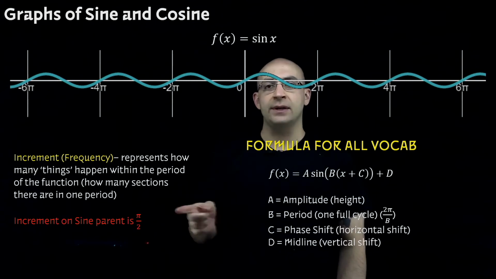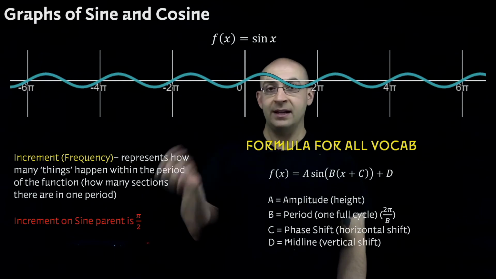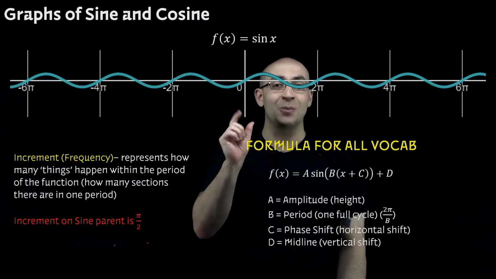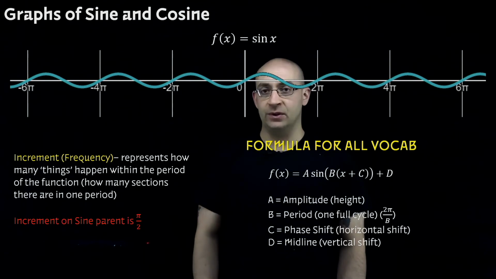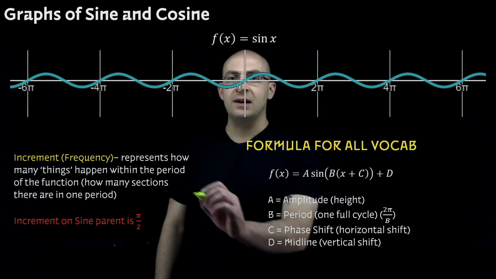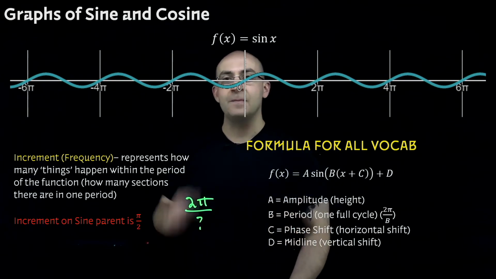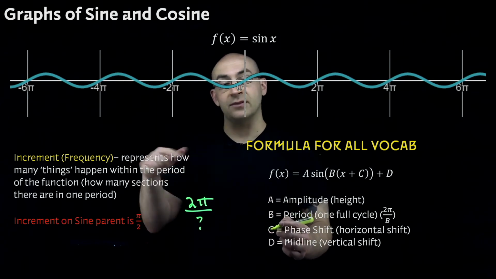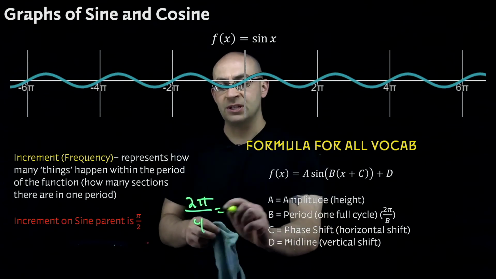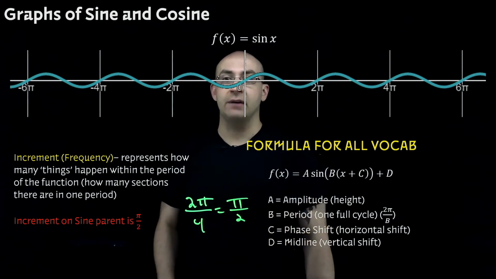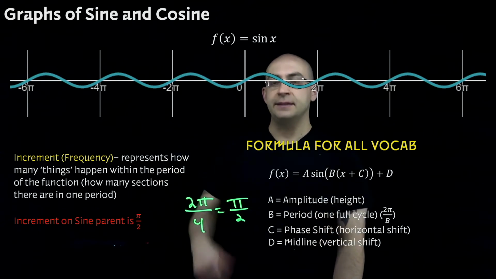What's going to happen now is we take that increment and we will divide that number by what the period is. So because the period here is 2 pi, we're going to divide that by 4. 2 pi divided by 4 is pi over 2. So again, when we talk about the increment, it's the period divided by how many things are happening in that section. Well, because again, the unit circle was broken up into 4 quadrants, that number is going to be 4, which will simplify to 1 pi over 2 or just pi over 2. So the increment or the frequency of the sine graph, the parent, is going to be pi over 2.